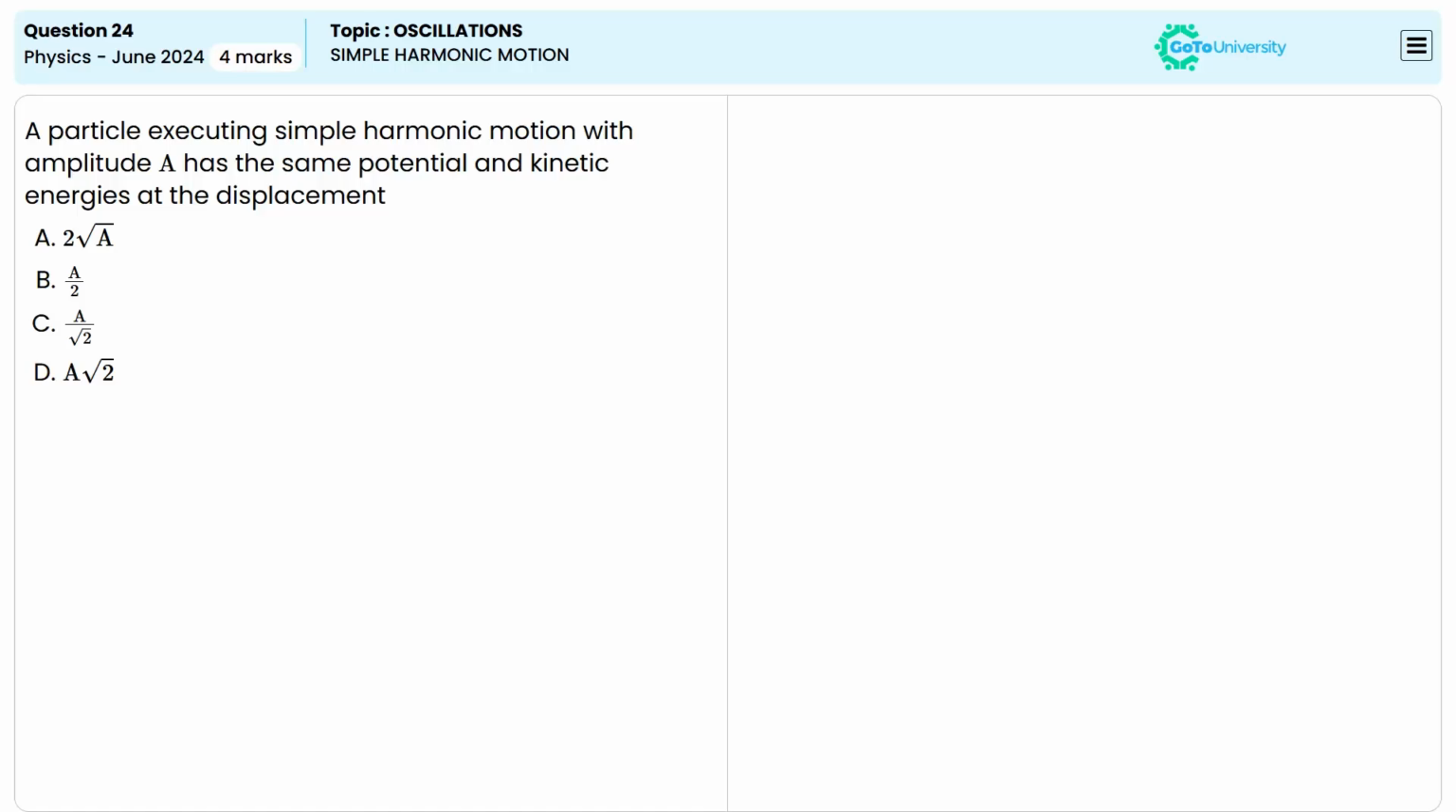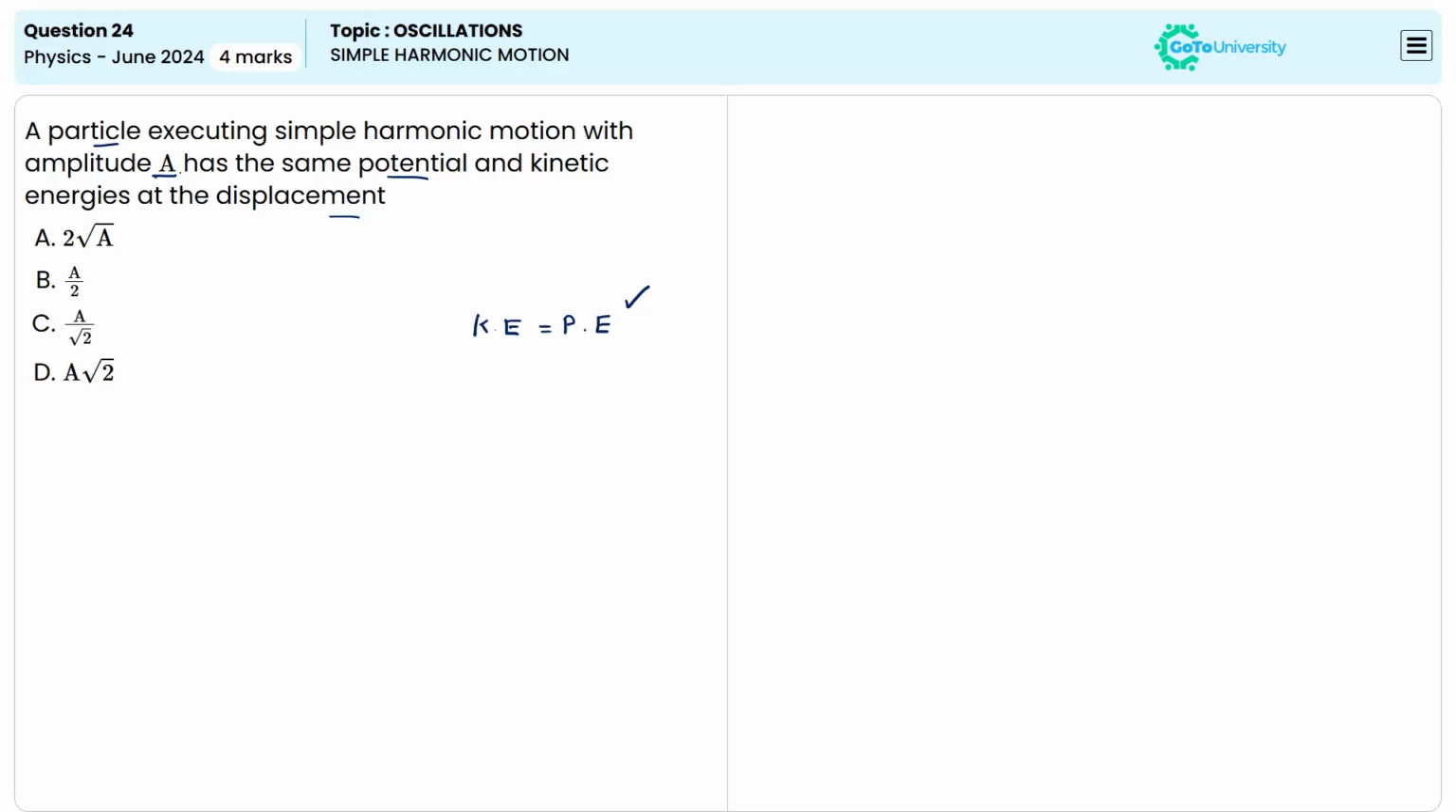A particle is executing a simple harmonic motion with the amplitude A. And the question here is at which displacement value the potential and kinetic energy of the particle remain the same. It's known that during a simple harmonic motion, the kinetic energy will be equal to the potential energy at that point. So based on this only we are going to solve this question.